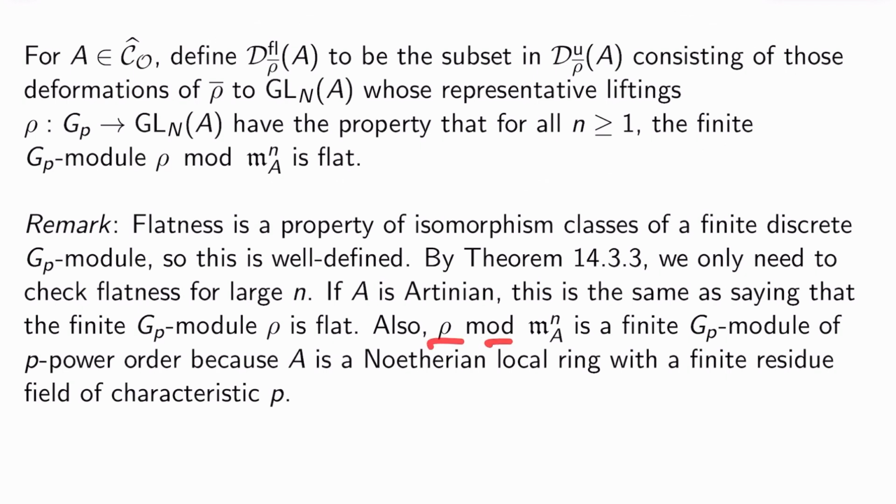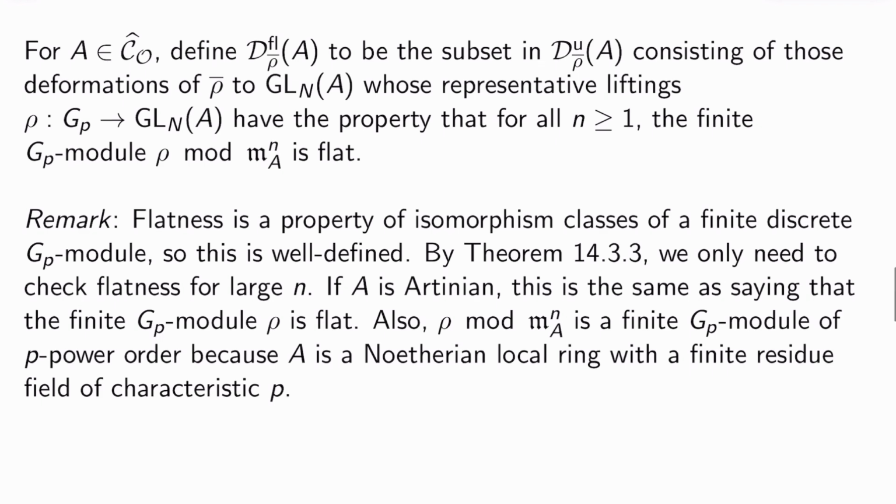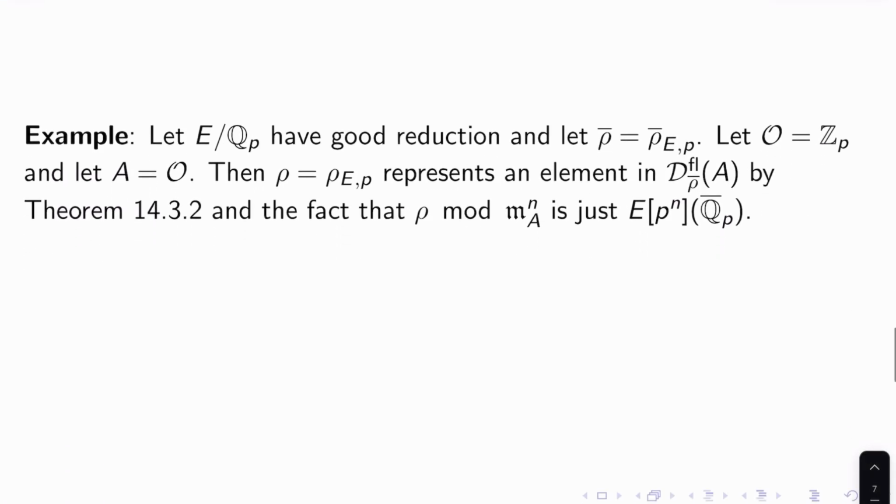Also, rho mod m sub A to the n is a finite GP module of p power order. The reason for that is because A is a Noetherian local ring with finite residue field of characteristic p. Okay, and so we can use Raynaud's results and all these things. Okay, so we have a well-defined thing going on. Let's do an example.